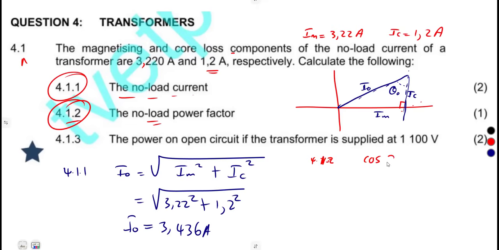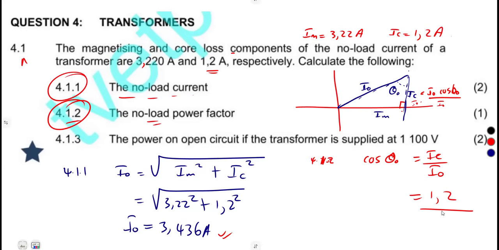And the no load power factor, 4.1.2. The no load power factor in this case is cos theta. Remember this, IC is equal to IO cos theta. So you can take from IC here, just divide by IO. So it's going to be IC over IO, where we've got our IC as 1.2.